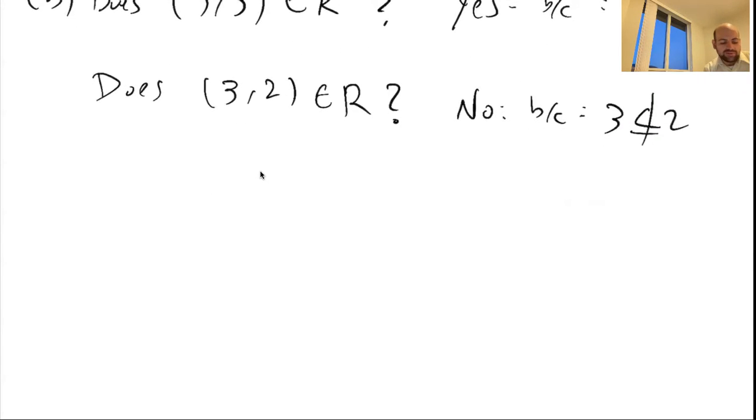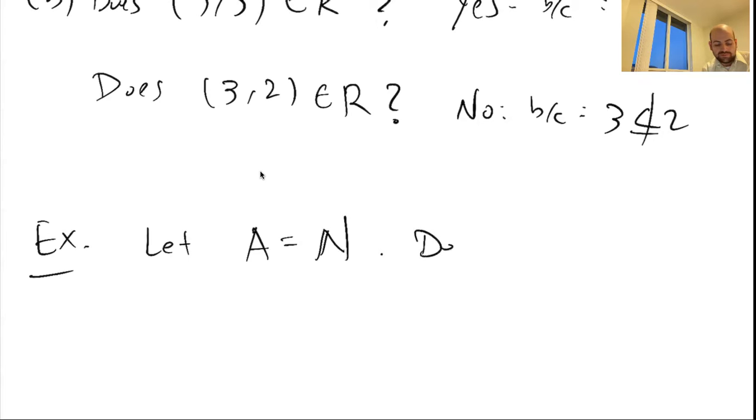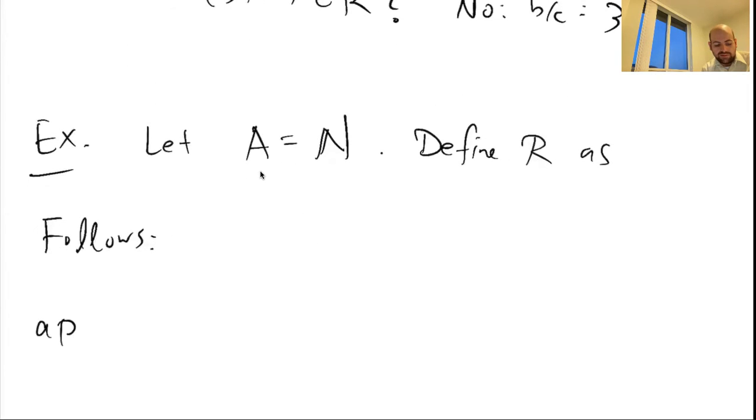Let me give you another example. Again, let A equal Z. For this one, let's say I will define A to be N. Define R as follows. A R B, A is in relation with B if A divides B. This is also another important type of relation, and it appears in many examples and also exercises in your book.